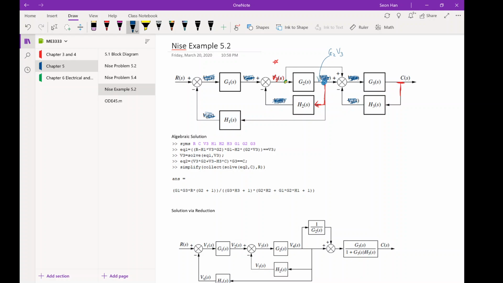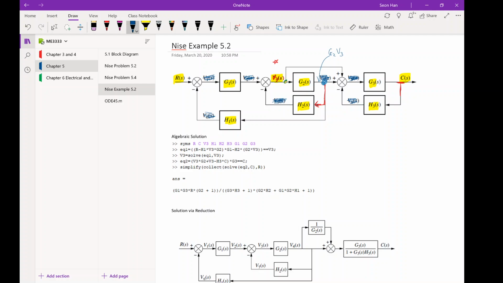First, in MATLAB, I define all my inputs and outputs and the transfer functions as symbolic variables. That's R, input, C, output, and all the transfer functions, G1, G2, G3, and H1, H2, H3. And one more, I'm using V3, because I know that feedback has to occur at V4. I really should have used V4. I don't know why I used V3, but it doesn't matter.